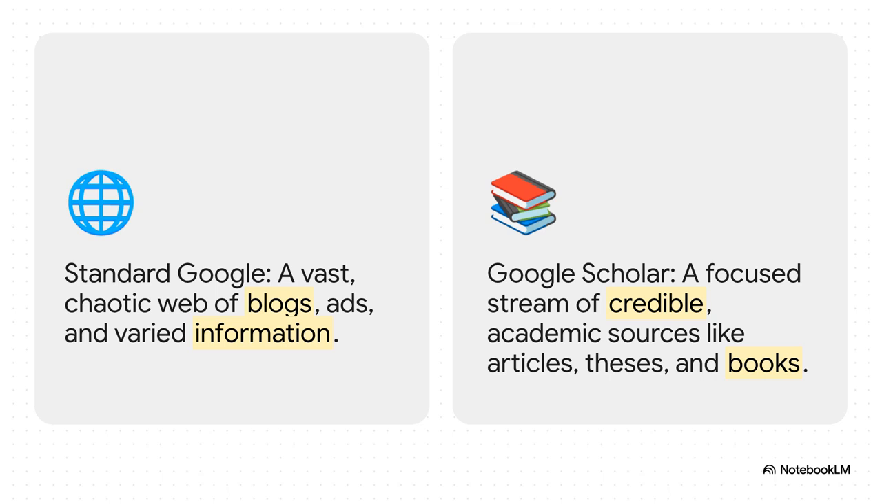A standard Google search is like wading through a huge, noisy, chaotic market. It throws everything at you, blogs, ads, a whole lot of opinions. But Google Scholar? That's like walking into a perfectly curated library. You get a focused, clean stream of credible academic sources, the very foundation of verified knowledge.